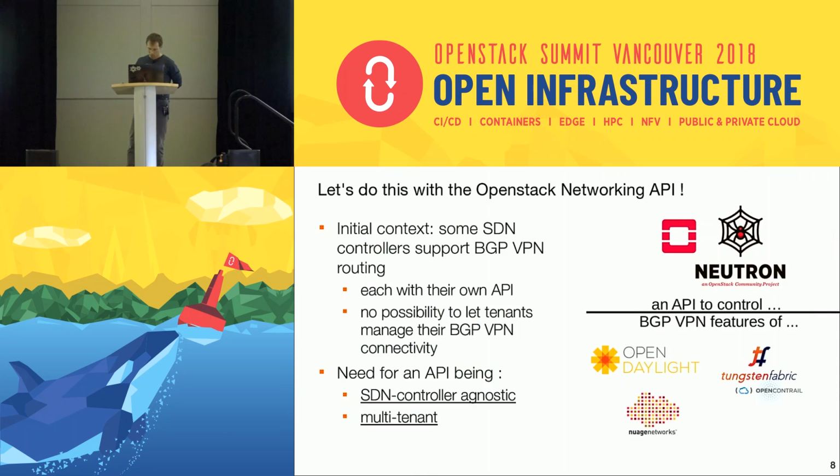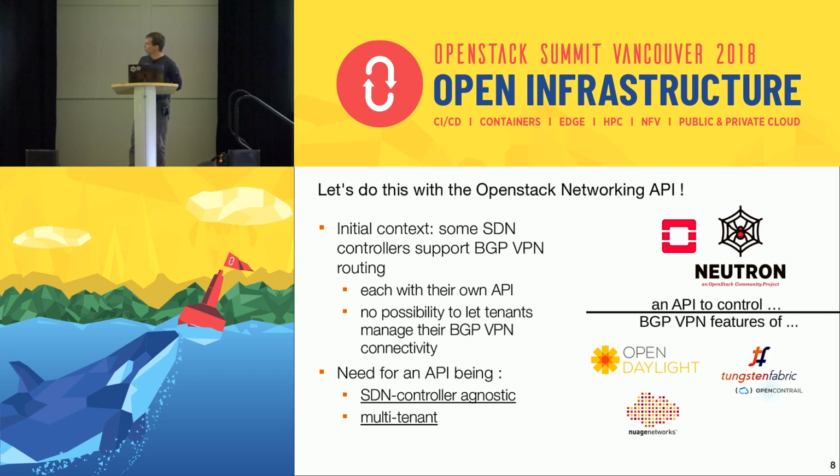So now the interesting question is, how to do this in OpenStack? Why we want to do this in OpenStack or via OpenStack networking, the OpenStack networking API. So the initial context, that was actually the situation already 3-4 years ago, is that there are some SDN controllers that support BGP VPN routing, even SDN controllers for which the key architecture is based on actually BGP VPNs, such as Tungsten Fabric, Open Contrail, or Nuage Networks.